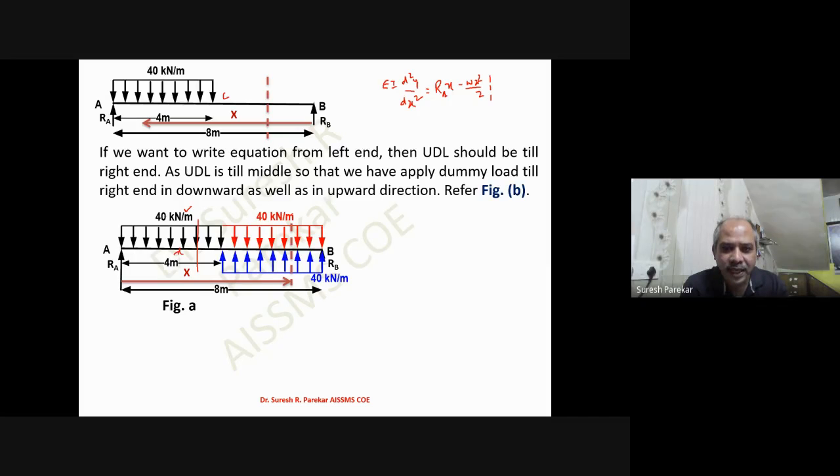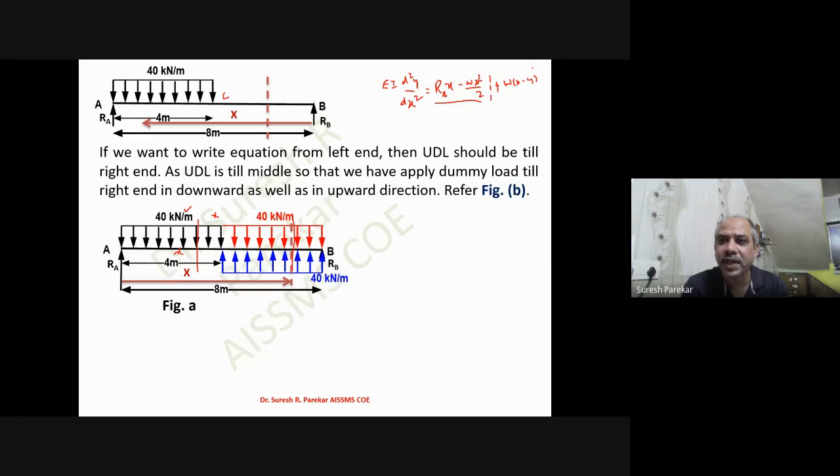Now if you are till this region, then also this portion will be as it is. There is no change, because now UDL I have in X portion. So my value of reaction RA into X minus W, that is 40 into X square by 2. And then the next term will be here, which will be plus. And now I have to go for this W. And now what will be the value of distance? So this will be X and this will be 4. So we have X minus 4 square by 2.